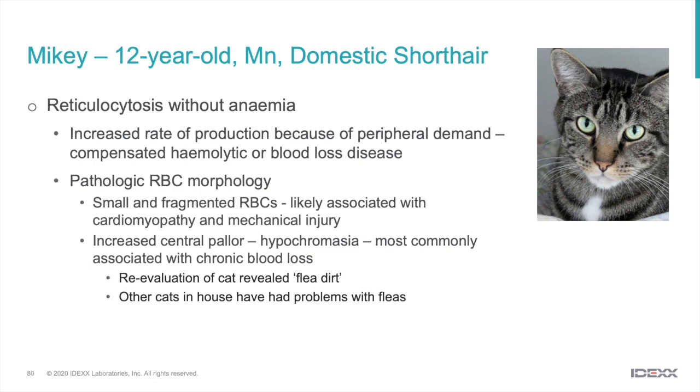We see increased rate of production because there's a peripheral demand in these situations, and it's either a compensated hemolytic or blood loss disease. The pathology we see on the blood film says there are smaller fragmented red cells. This is likely associated in Mickey with the cardiomyopathy and mechanical injury. There's also increased central pallor, hypochromasia, and this is most commonly associated with chronic blood loss. Now, we didn't see that with the indices, but we see it on the blood film for sure.